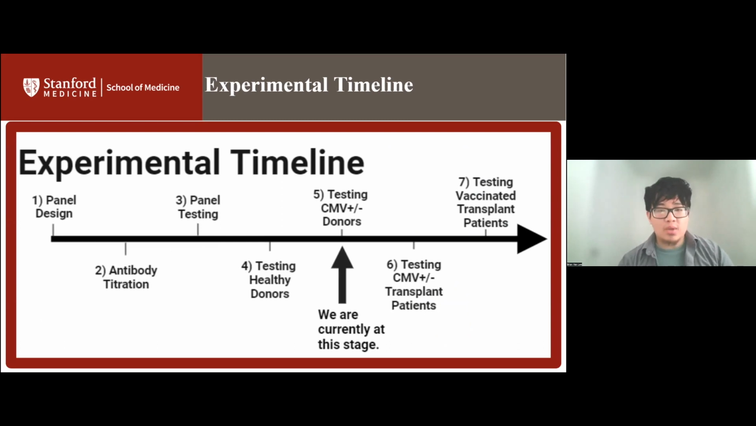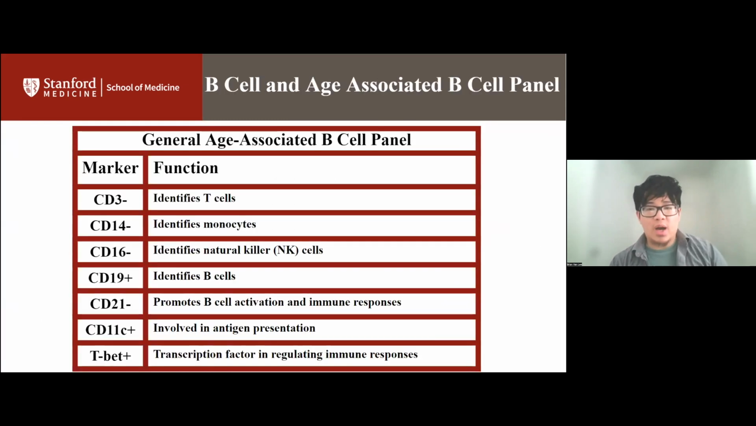So huge parts of the summer was actually doing the panel design, right? And then once we established the panel, which is what we were actually able to do at the end, we wanted to move on to testing more and more patient samples. And here's our very general cell panel. You do the CD3, CD14, 16 negative gates to actually gate out all the non-B cells. You do the CD19 positive gate to gate our positive B cell marker. CD21, CD11C is TBAT, our age-associated B cell like definition, so to say.